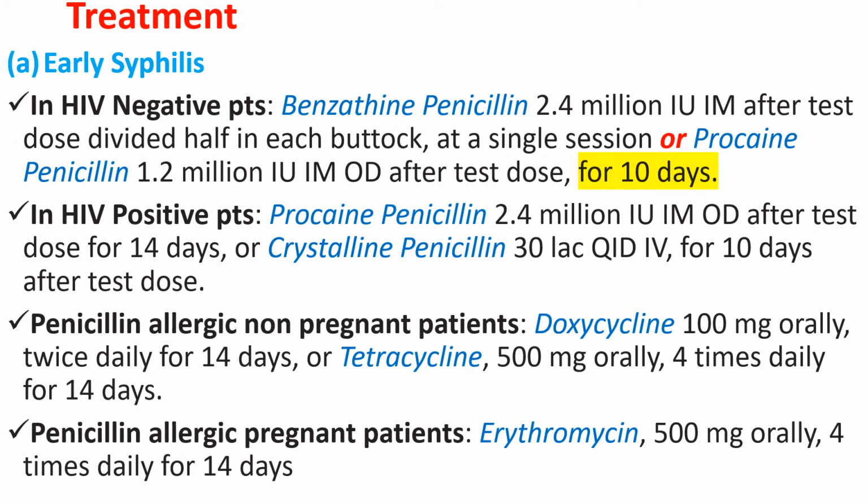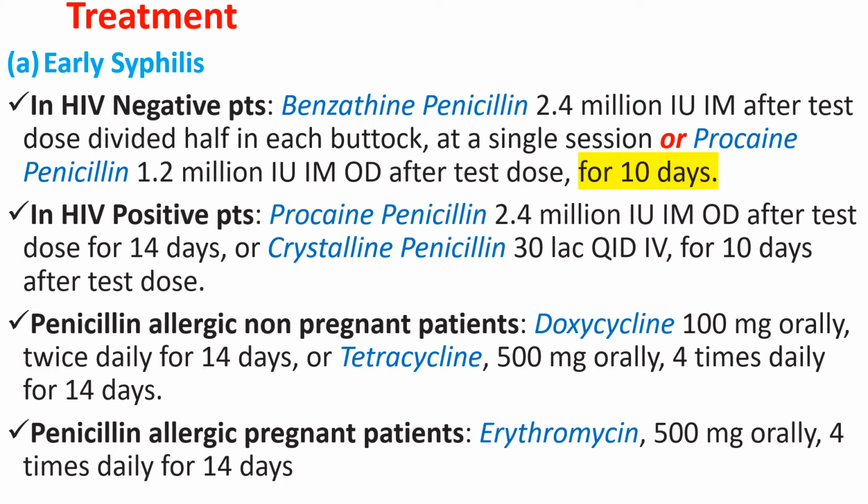Treatment: early syphilis in HIV negative patients, benzathine penicillin or procaine penicillin for 10 days, and here is the dose. In HIV positive patients, procaine penicillin after test dose given for 14 days, crystalline penicillin for 10 days after test dose.